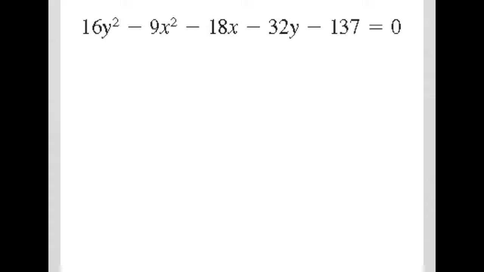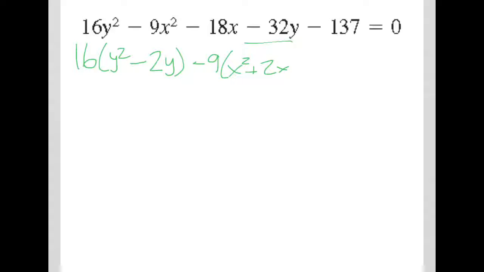Okay, let's complete this square. Let's collect our y stuff together, and let's factor that 16 out of the y squared. What's my other y term? Minus 32, factoring a 16 out, so minus 2y right there. Minus my 9, factoring that out of x squared. Factoring a minus 9 out of a negative 18 is leaving me with a positive 2x right there. And that's going to equal a positive 137 if I move that over.